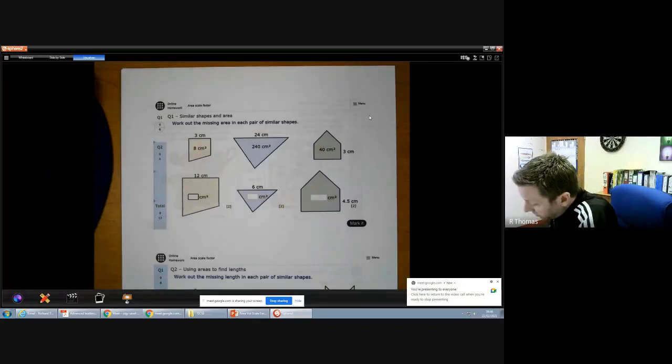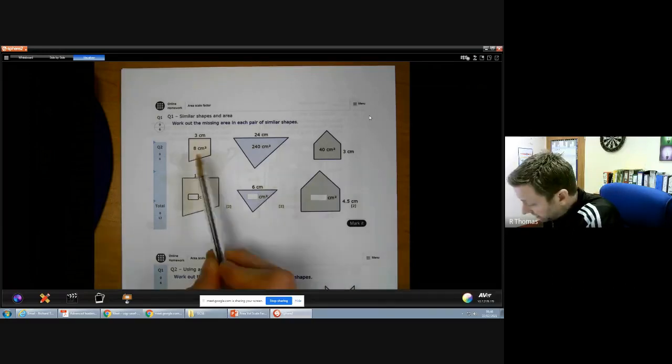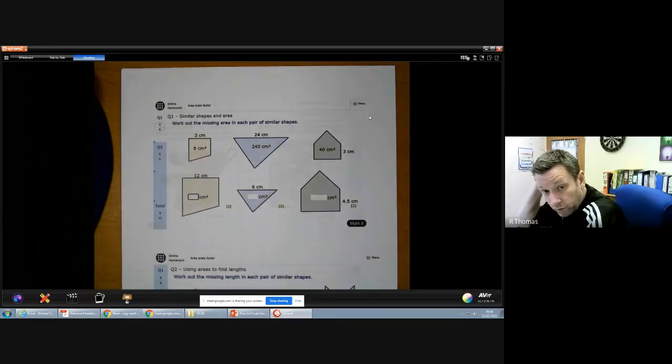The first thing we've got to do is work out the new areas on these similar shapes here. So obviously we'll work out the linear scale factors first, and then we'll have to square that to make it an area factor, and then use that to get the new area.